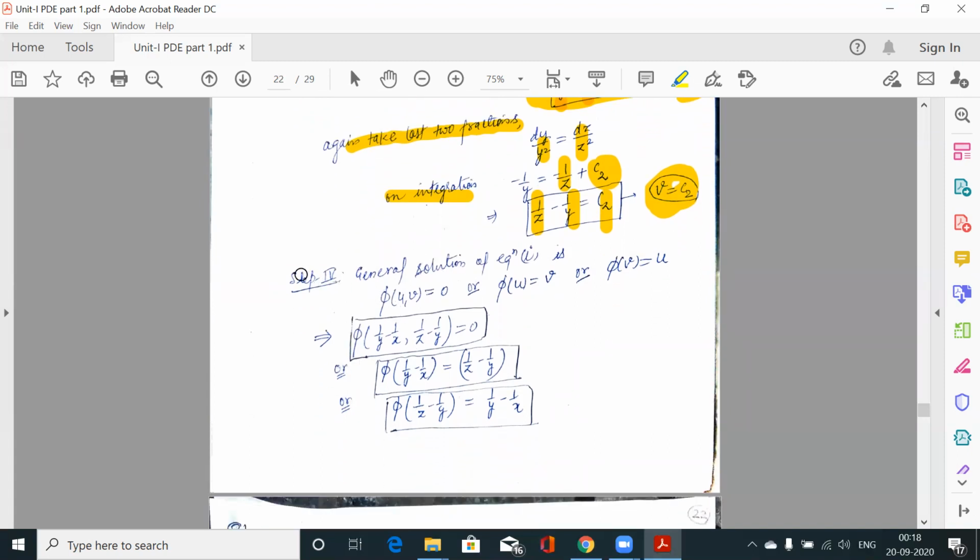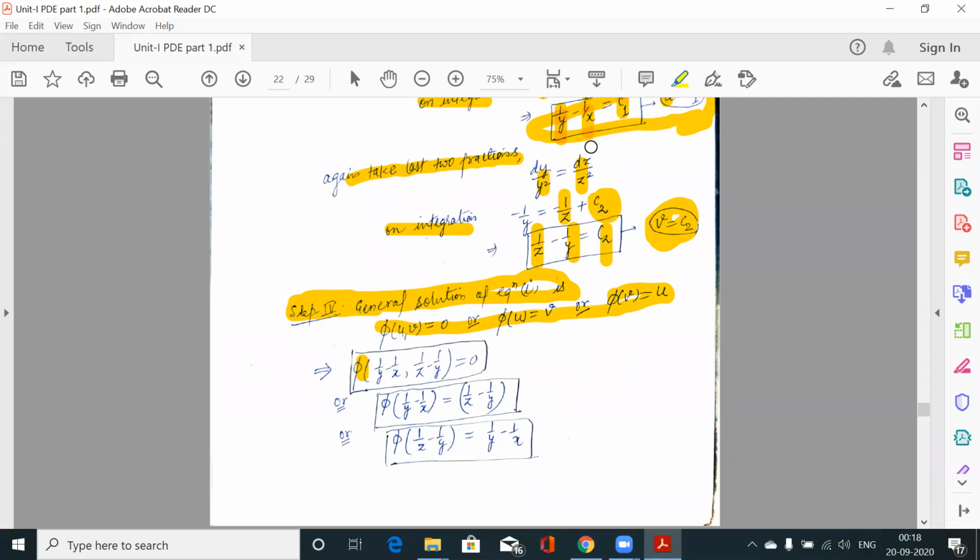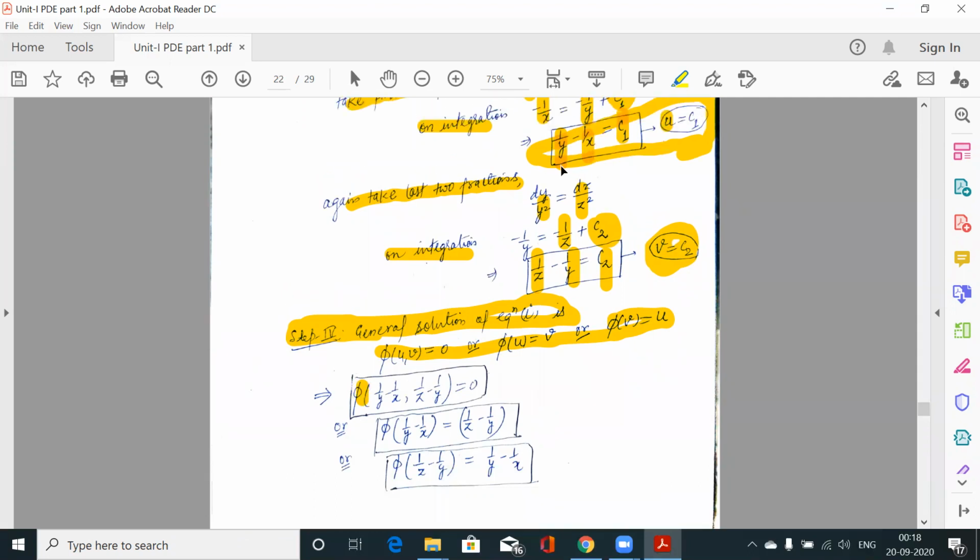The general solution, we know that we can write the general solution in any of these three forms. So phi of u, v is equal to 0. This is our u, 1 over y minus 1 over x, and v is 1 by z minus 1 over y. So phi of (1 over y minus 1 upon x, 1 by z minus 1 over y) is equal to 0. This is our general solution.